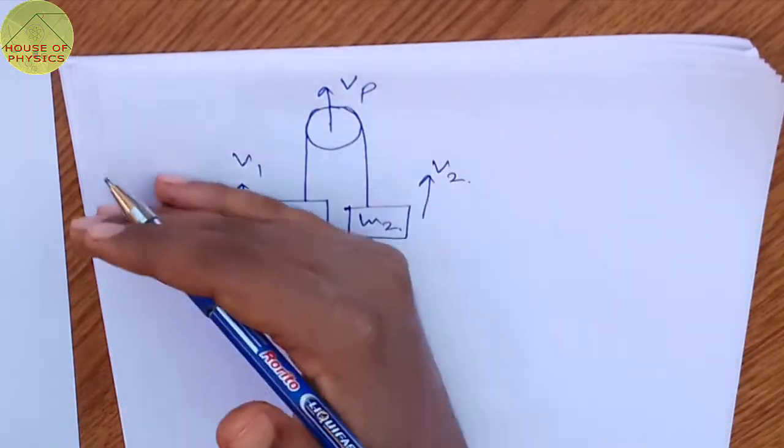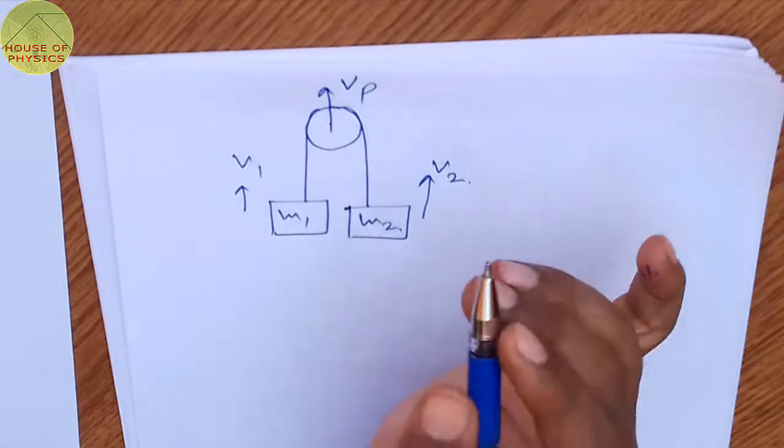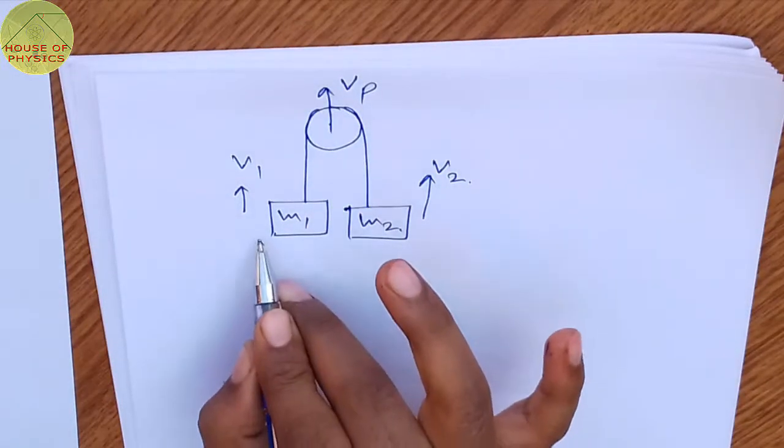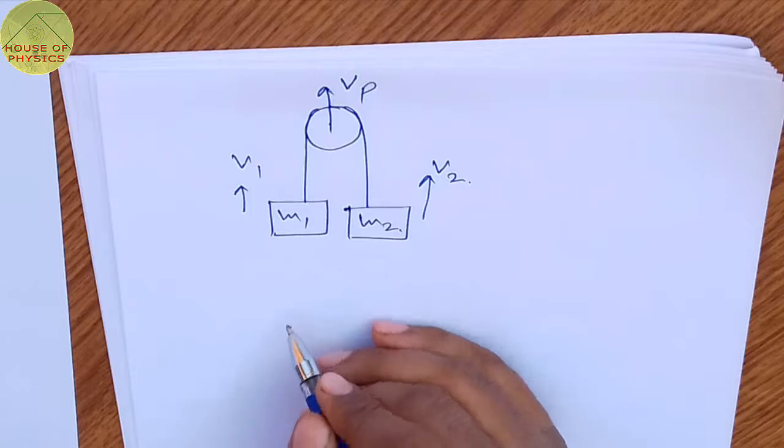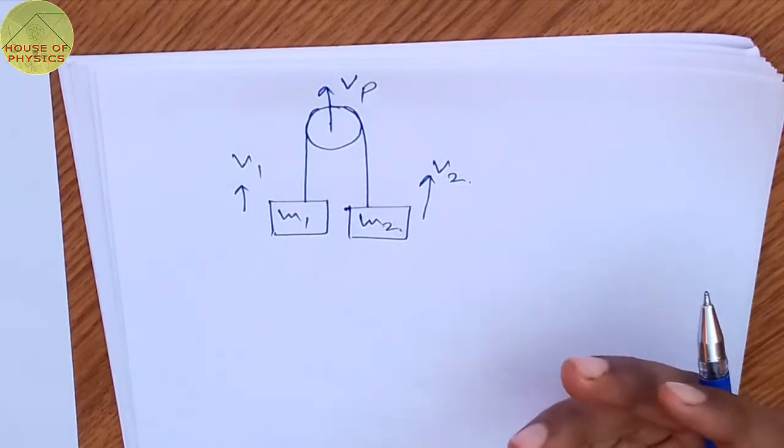Suppose this is the generalized question: this is a pulley, and the pulley is massless, moving with velocity Vp, this one is V1 and this one is V2. We need to generalize the concept. So what can we do? What are the options remaining with us?